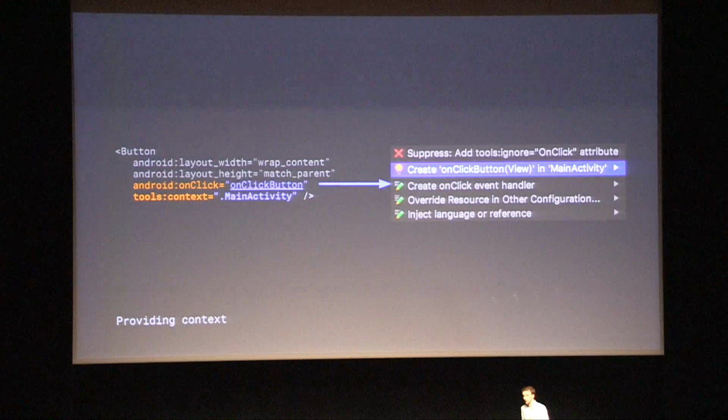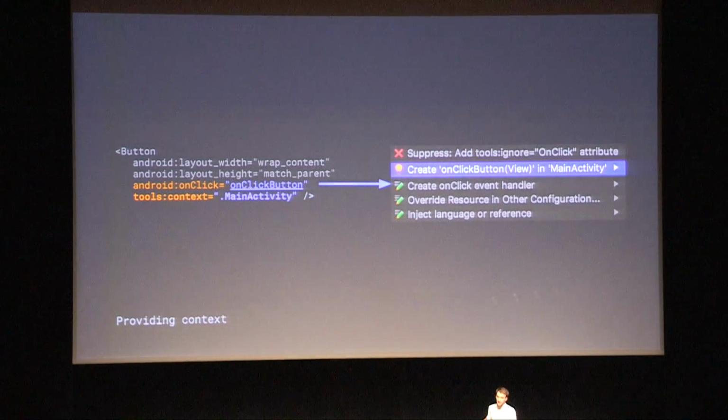So in that case here, our button will be used in the main activity class. So you can add the context tools attribute and say that it's going to be used in main activity. And now your on-click button is underlined, so you can click Alt-Enter, and we will provide you with a nice pop-up prompting you if you want to create your listener. So here again, just adding one attribute and one click, your listener is going to be created.